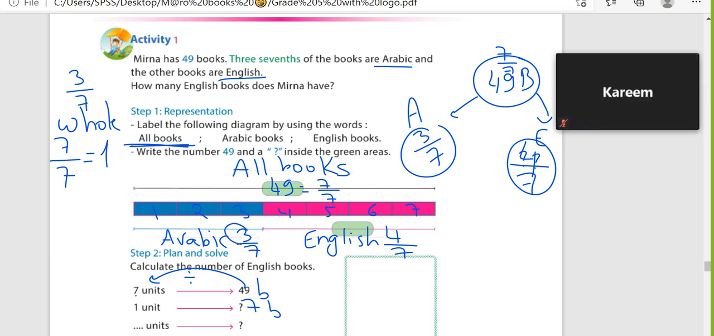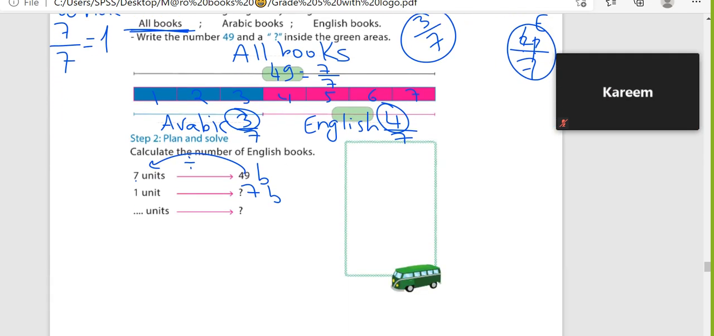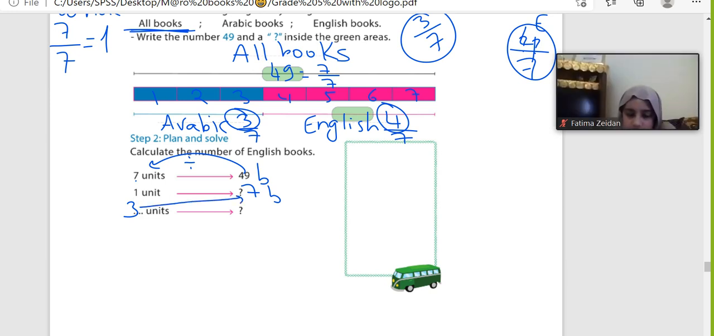أنا هلا بدي أجيب مين؟ 3 و 4. خلينا نجيب 3. It's not a divide. When I have the 1 unit, I want the 2. It's a 1, 7. 2, how much? 14. 3, 21. What are you making? Divide or times? Times. So it's now 3 times 7 equal 21.